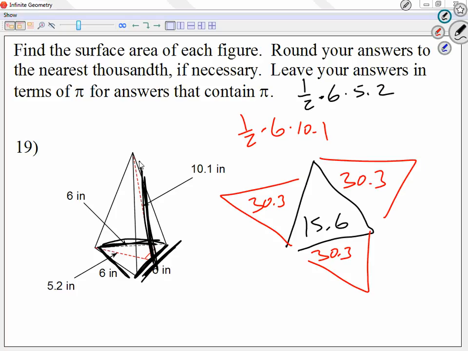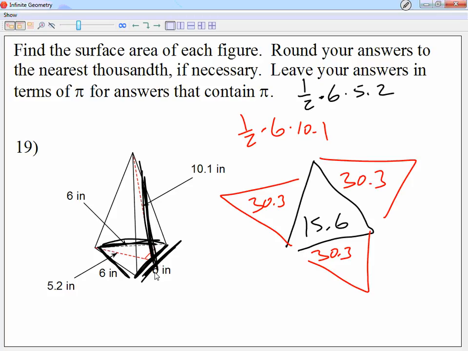Yeah. What was it? Do you mean like this 6 right here? This 6 right here? This 6 right here?